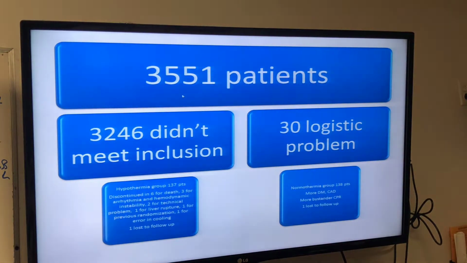So they looked at 3,500 patients. 3,200 of them did not meet inclusion criteria. Unbelievable. And then they, at the end, 137 for the hypothermia group and 138 for the normothermia group. For the hypothermia group, it was discontinued, the hypothermia, for 6 patients for death, 3 for arrhythmia, hemodynamic instability, 2 for technical problems, 1 for liver rupture, 1 for primary randomization, 1 in error and cooling, and 1 lost follow-up.